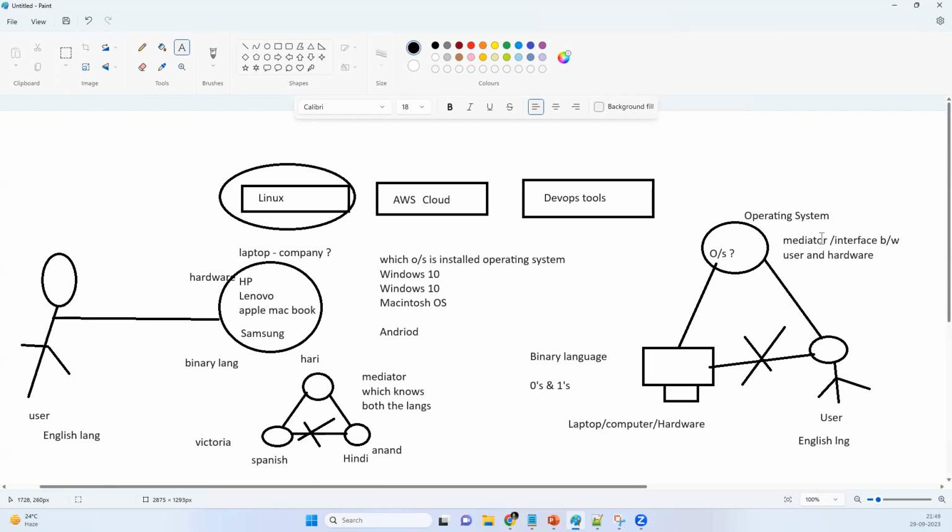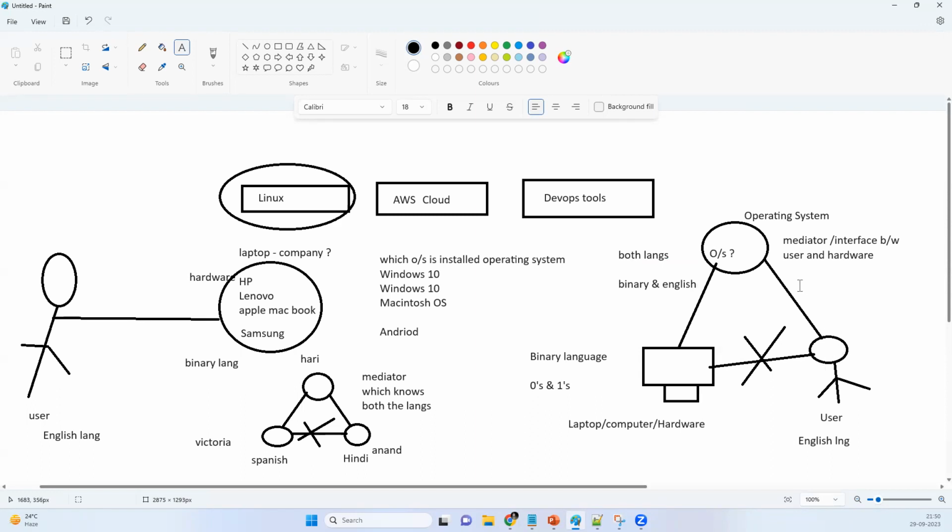What is the meaning of OS? The OS knows both the languages, meaning binary and English.